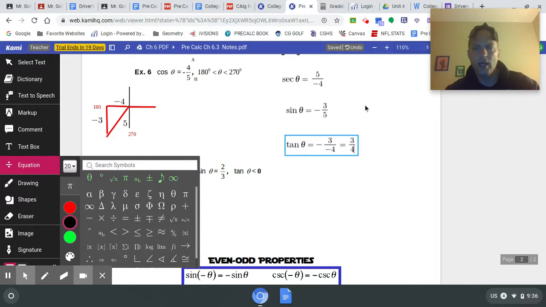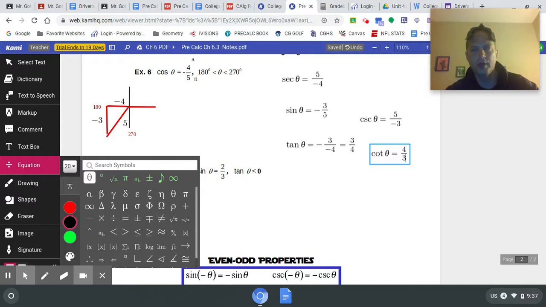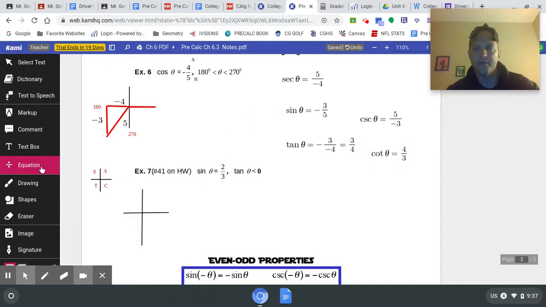Well, now if I know sine, I know his buddy, cosecant. Remember, buddies start with different letters. So if sine is negative 3/5, then I know this guy is 5 over negative 3, or negative 5/3. And last but not least, if I know tangent, then I know cotangent of theta is the reciprocal, 4 divided by 3. All right. So I got my 6 trig functions given everything I needed right there.